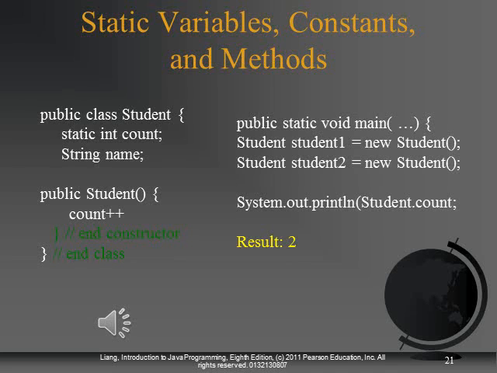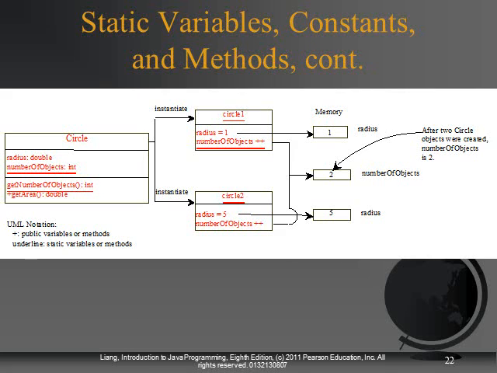This little example of instantiating two Student objects would increase count by 1 each time I created a new student, and consequently the static variable or class variable count now would equal 2. But note in the UML notation of our Circle UML diagram that any shared, or as we've known it, static methods or variables have their names underlined.